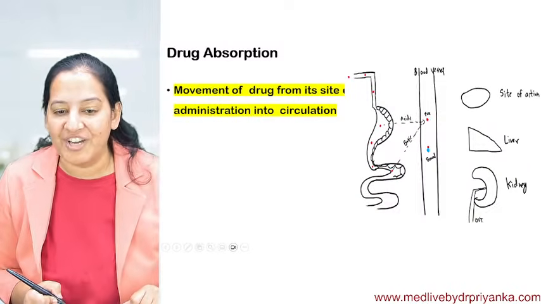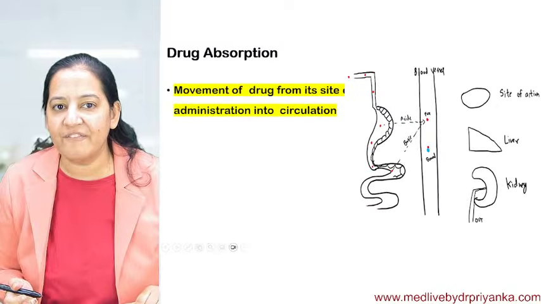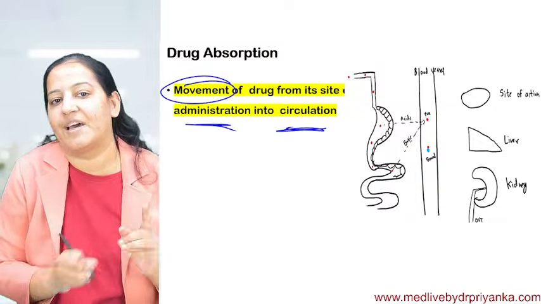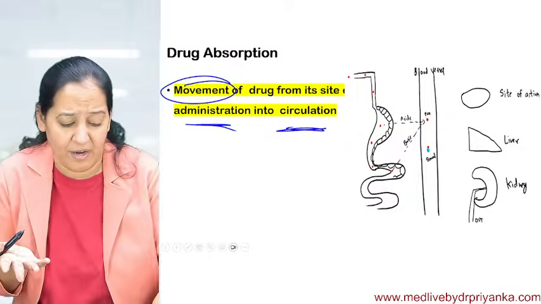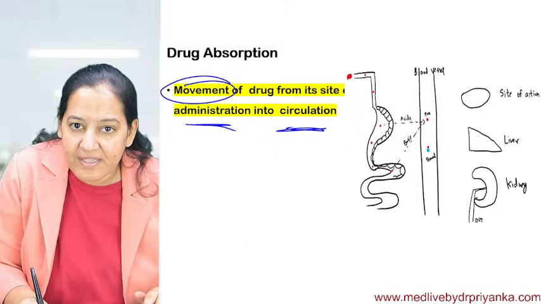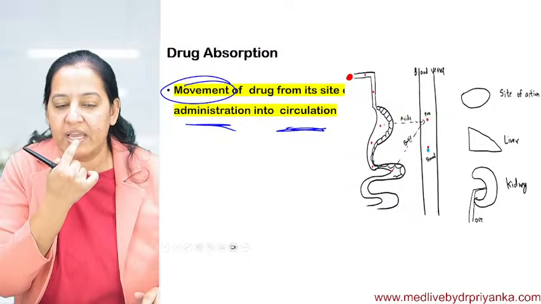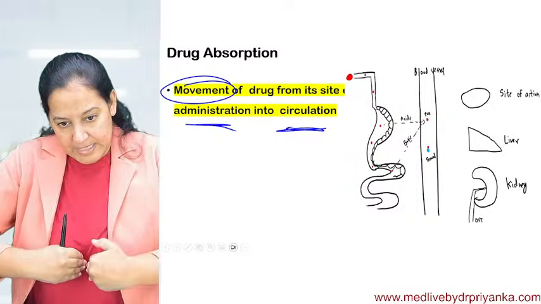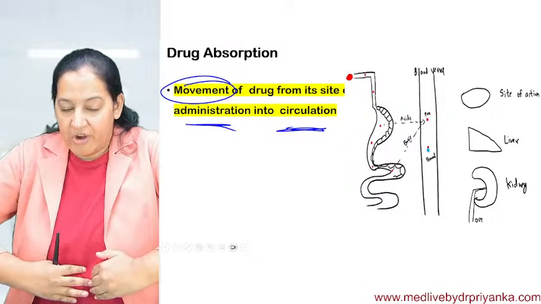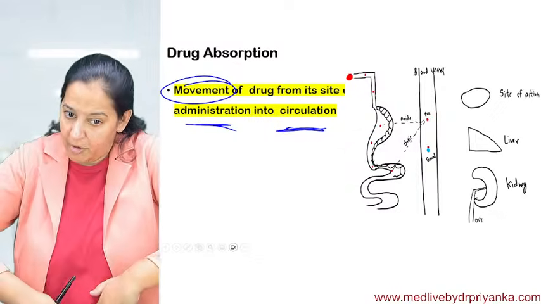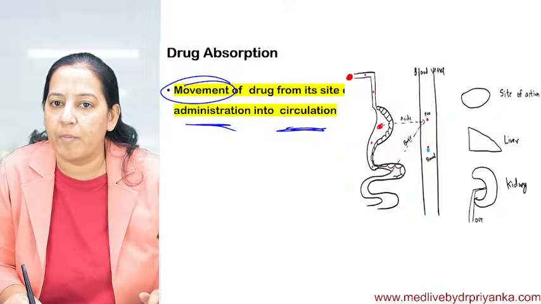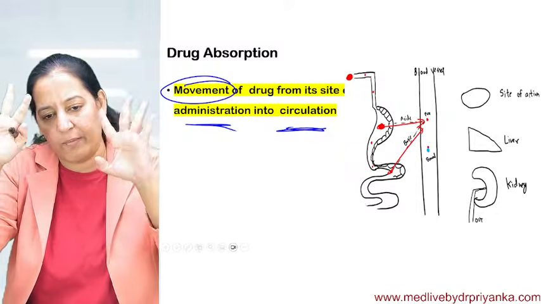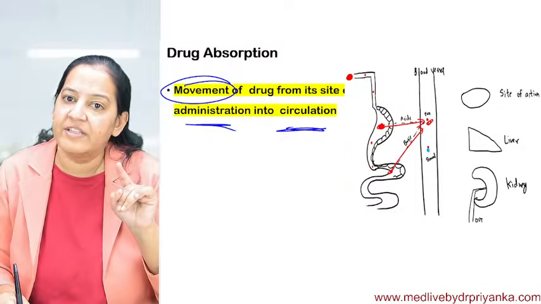Let's start absorption. What's the definition of absorption? You already know. Movement of drug from where to where? From the site of administration to circulation. Very easy to learn. I mean, you don't have to learn if you have understood. So if the drug is taken via oral route, it will go in the mouth, the esophagus, the stomach, the intestine. The drug will absorb from the stomach or intestine. There are 2 organs from which the drug absorbs. Some drugs absorb from the stomach and some absorb from the intestine. Whatever. Ultimately, the drug reaches circulation.